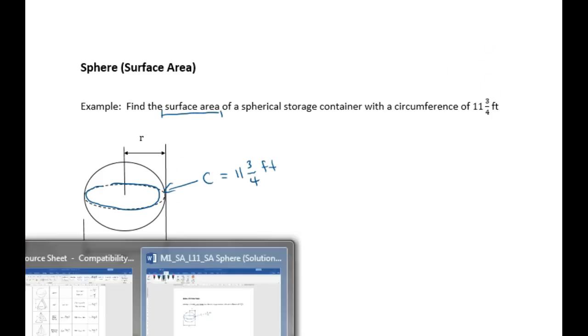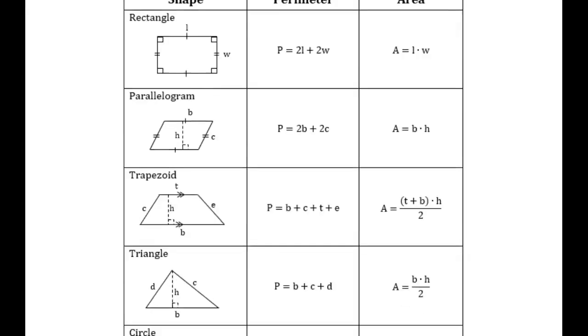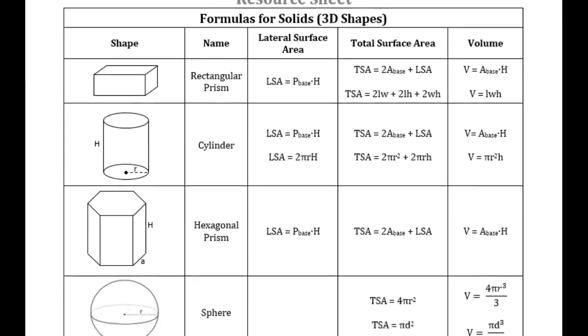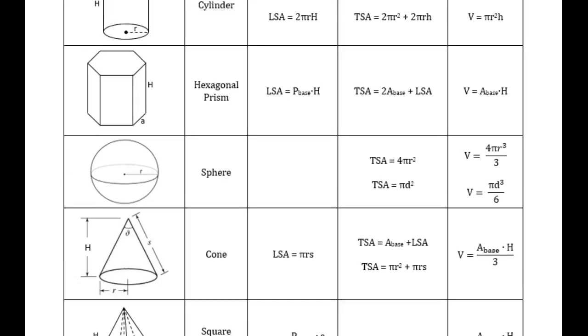If we go to our resource sheet and look at our formulas for three-dimensional shapes, we have our sphere. Notice we don't have one for LSA because it is just surface area. We do have two formulas we can use. We can either use 4 pi r squared, or we can use 2 pi d. Depending on what's given in the question, we have those two available to us. Unfortunately, in this question, we don't have r or d, but we are given the circumference of the internal circle.